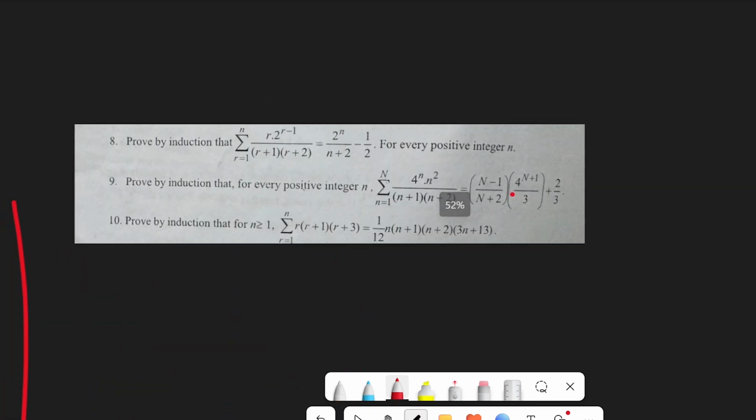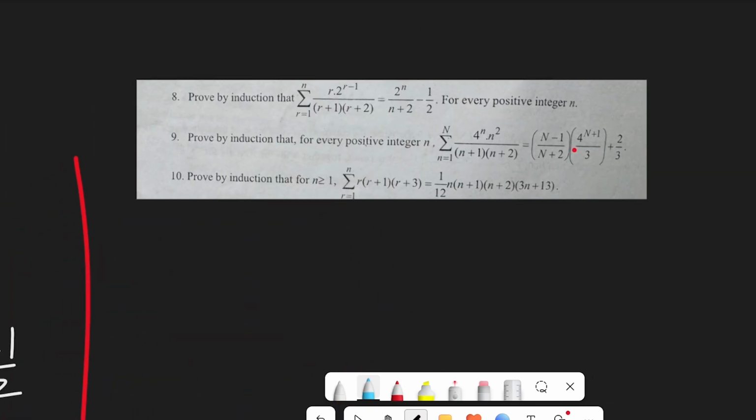Okay. So question number 9. This is: prove by induction that for every positive integer n, this thing is equal to this thing. Okay. First of all, test for the base case.